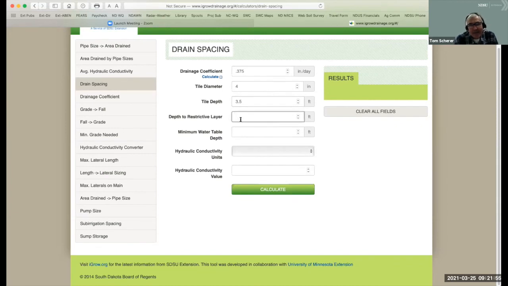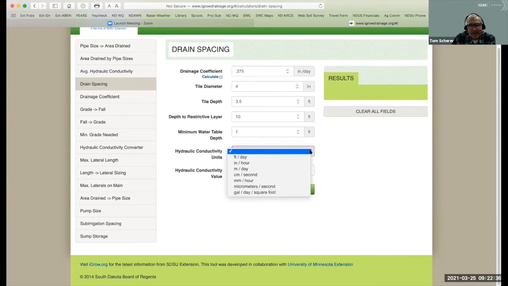Now, this depth to restrictive layer, if you don't know, and it's usually really hard to determine, we usually just assume that that clay layer that's keeping that water from going down is about 10 feet down. If you have better information, you can put in whatever it is. So if I put in 10, the minimum water table depth, when we're in full flow condition, I don't want that water table coming up between the tile to within a foot of the surface. So I'm going to put in, that's the minimum water table depth between the tile. I put one there. And then hydraulic conductivity units, you can select whatever they come in.